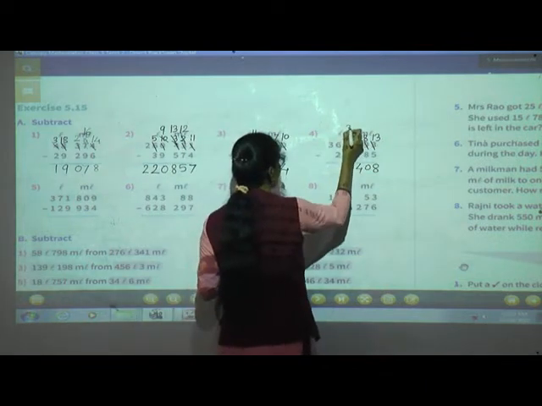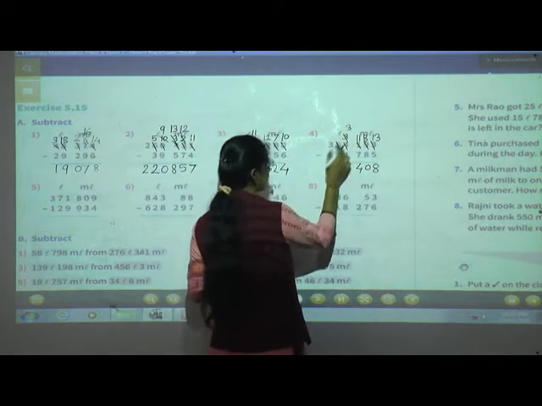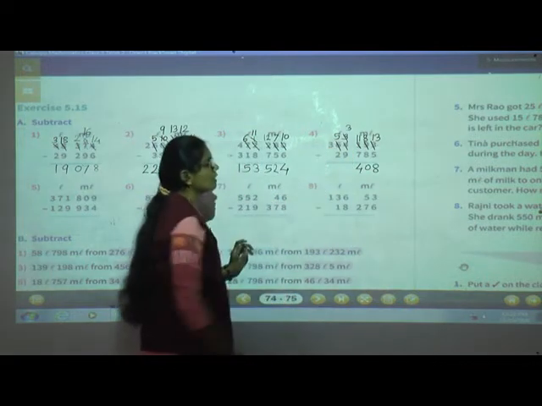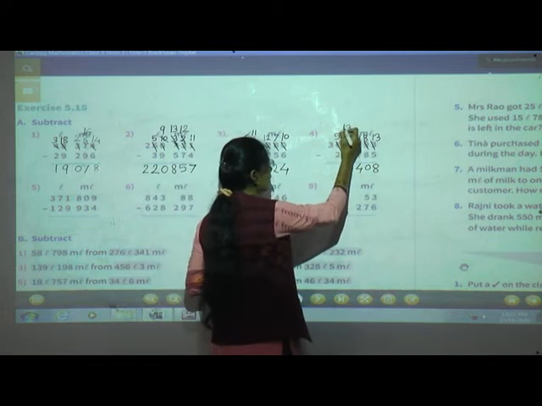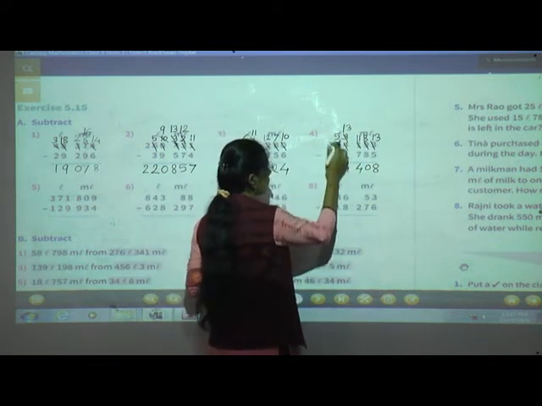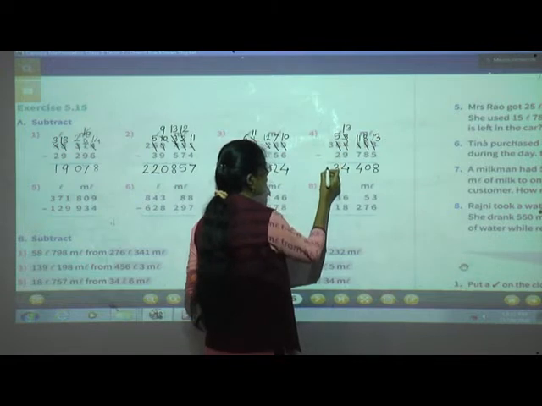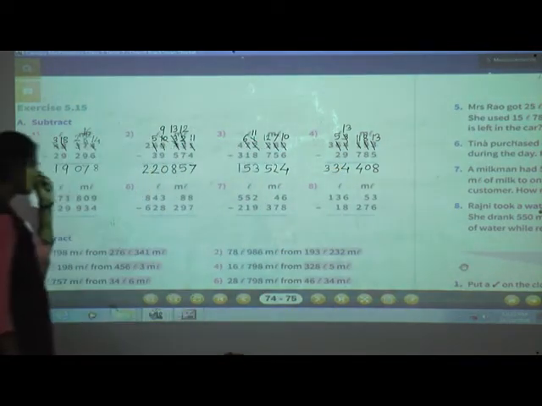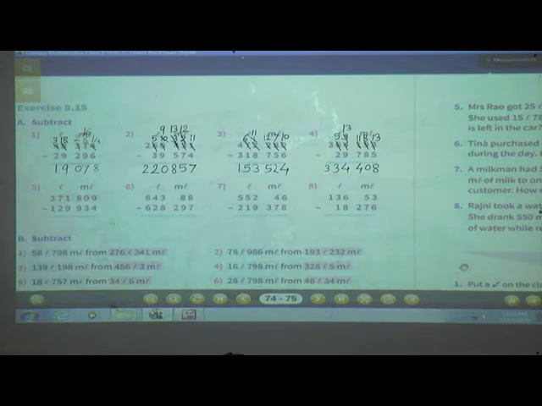So cut this 3, write as it is, then take one borrow from the neighbor. Here 6 is there. 6 minus 1, here 5 will remain, and this 3 will become 13. Now 13 minus 9, 4. Then 5 minus 2, 3, and this 3 will remain as it is. So what is the answer? 334 liter 408 milliliter. Okay. Next example, fifth one. 371 liter 809 milliliter minus 129 liter 934 milliliter.